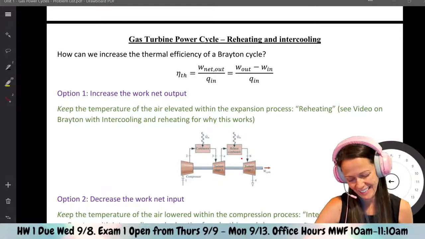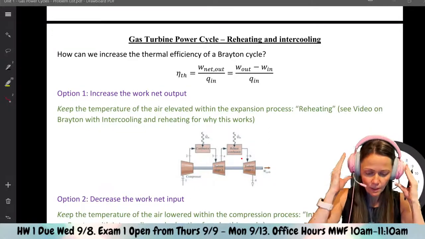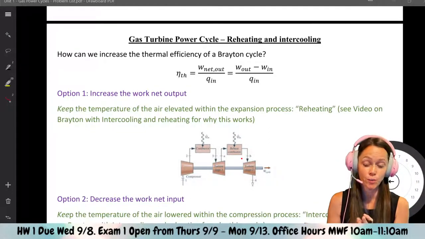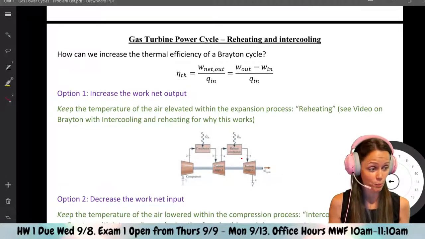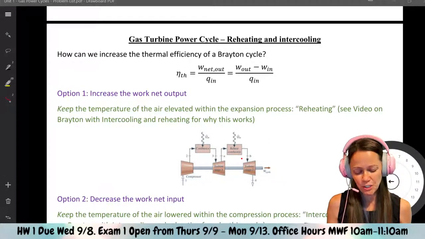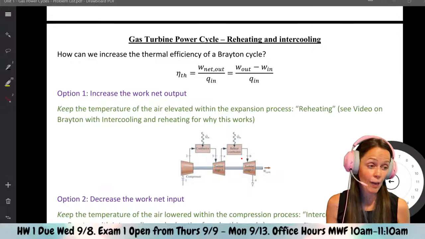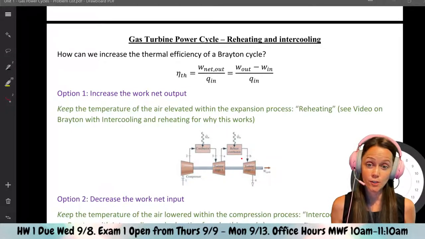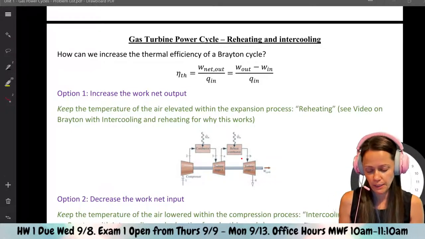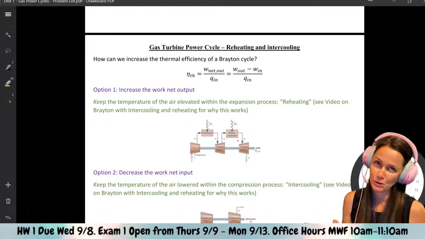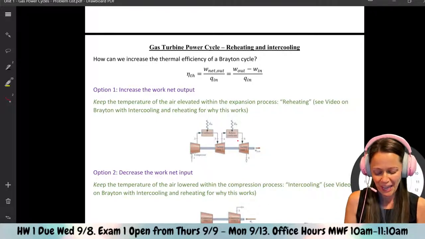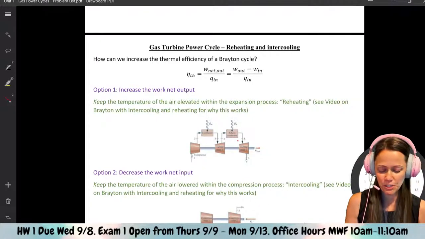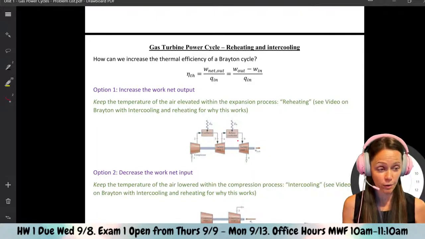Good morning. All right, so we talked about regeneration on Wednesday as one way that we can increase the thermal efficiency of the Brayton cycle. Regeneration would decrease the amount of Q dot N that we had to add to the cycle, which translates to fuel savings. But now we're going to talk about reheating and intercooling. Sorry about the numbering here. I know I started with number three and now I'm going to option one and two. But our other two options are increasing the net work output of the cycle.